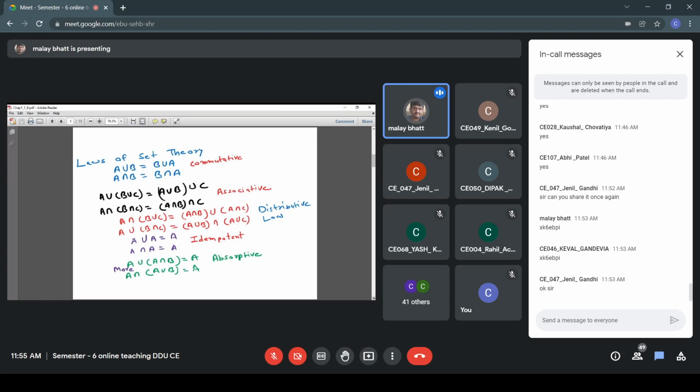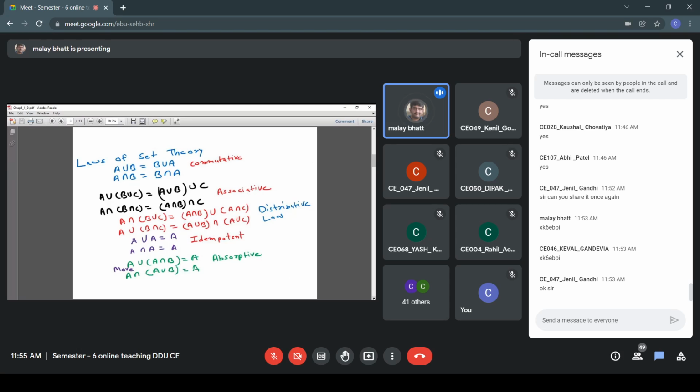Similarly, we have the distributive property or distributive law: A intersection with B union C is written as A intersection B having union with A intersection C. That is known as the distributive law. Similarly, you know the idempotent property: if you perform union of a set with itself, A union A, that will give you A. Similarly, if you perform intersection of a set with itself, A intersection A is also A.